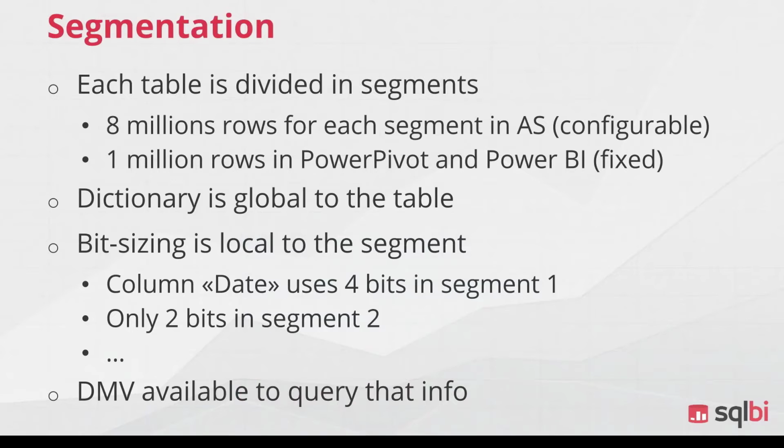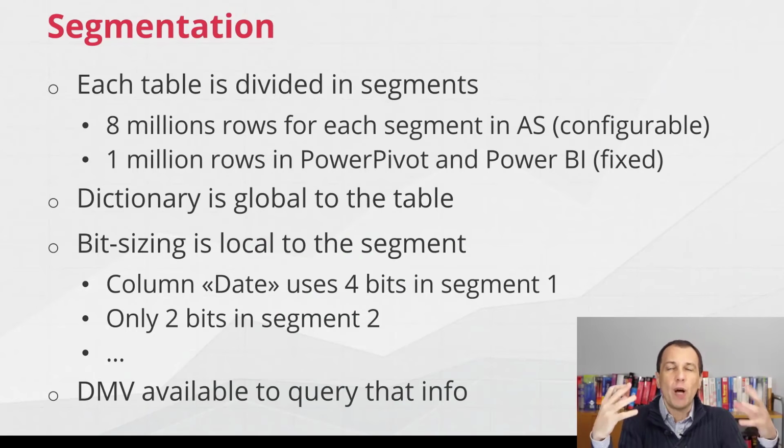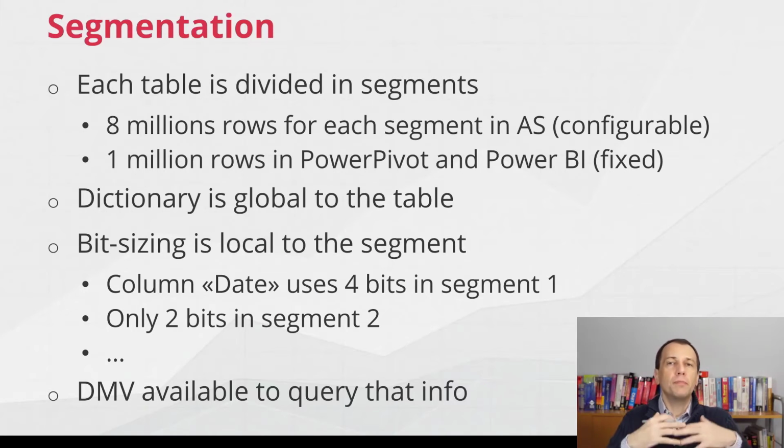Now, another element is segmentation. The data is not processed all at once. It's not processed by reading all the rows of the table in memory at once. What happens is that the table is divided into segments, which means that, for example, Power BI reads 1 million rows in memory, uncompressed, and then it starts compressing the data. And the compression requires sorting the data in different ways and so on. Now, you can understand that if you have a large table with many columns, 1 million rows could take a lot of memory already.